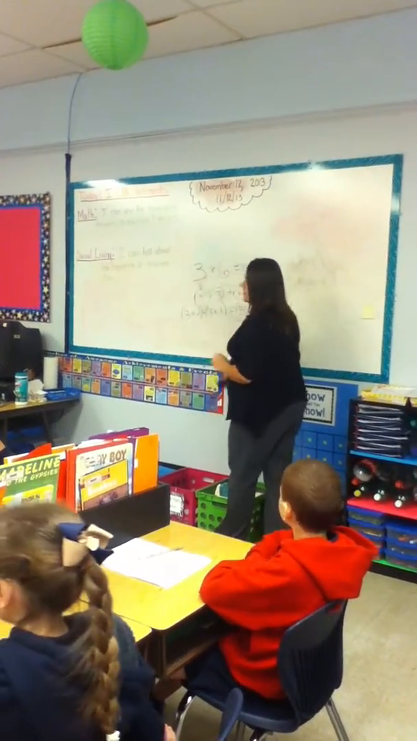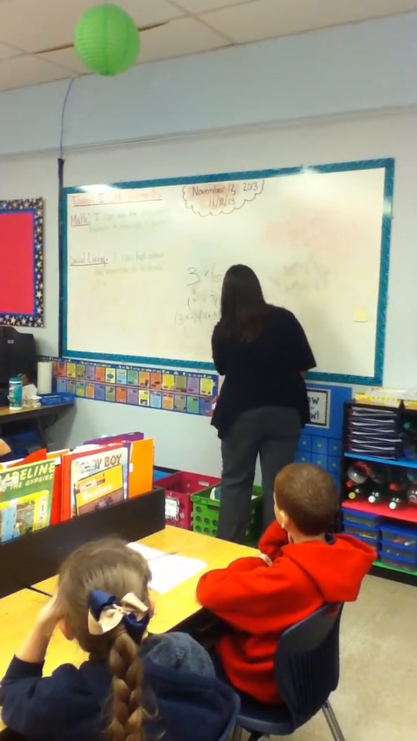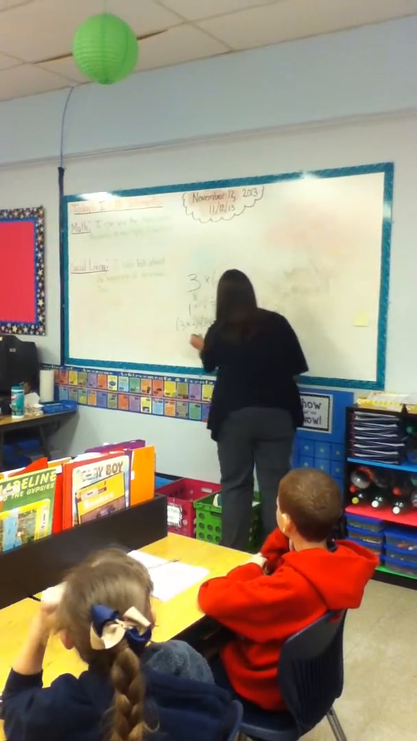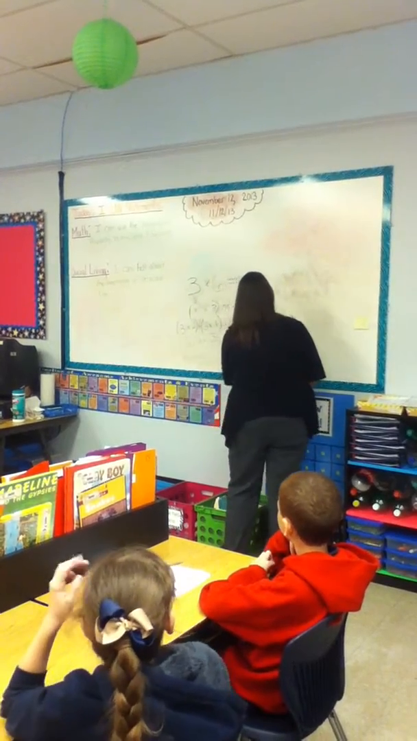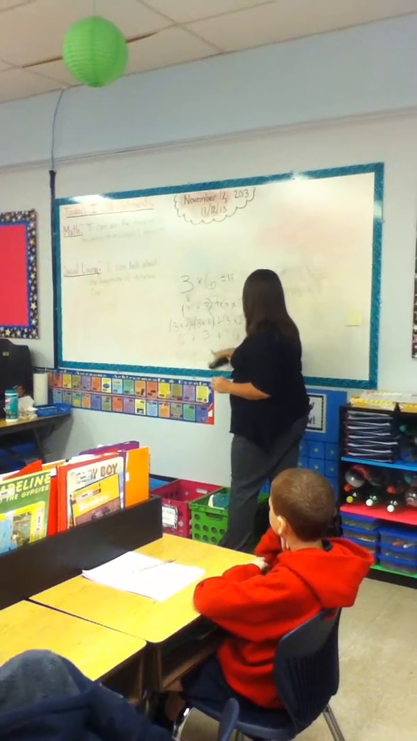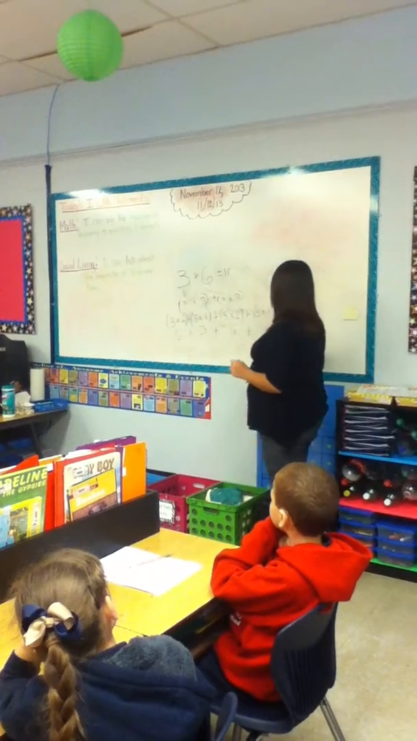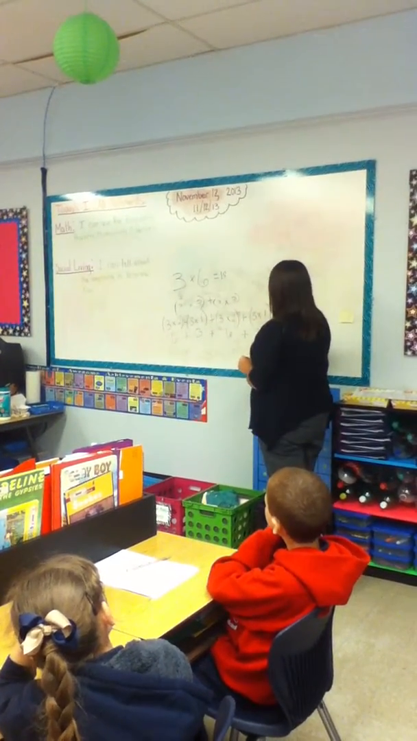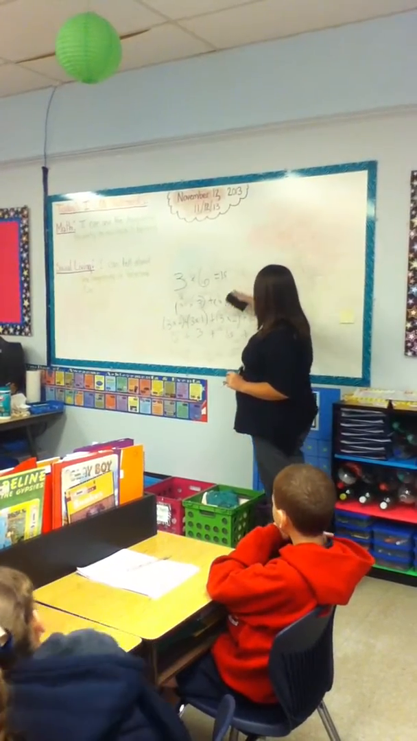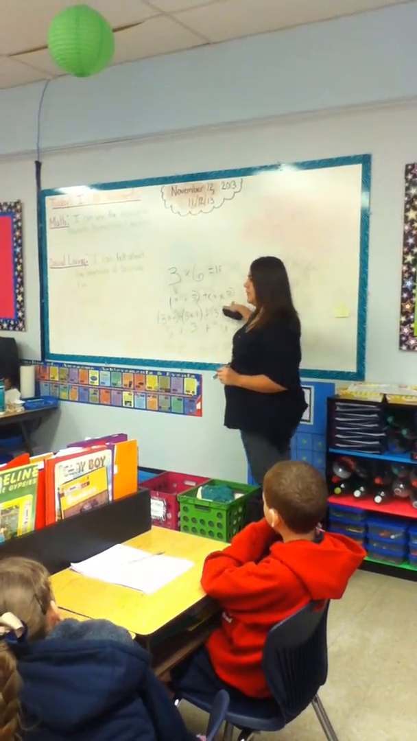So 3 times 2 is 6. 3 times 1 is 3. 3 times 2 is 6, and 3 times 1 is 3. 6 plus 6 is 12, plus 3 is 15. 15 plus 3 more is 18. 18. Okay? So we use the distributive property to break down 3 times 6 and then to break down 3 times 3. Alright.